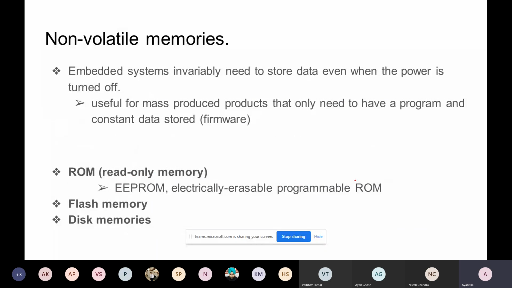We have some non-volatile options. Those are read-only memory, where we can retain our data even if the power is turned off. Examples of non-volatile memories are EEPROM and flash memories. Flash memory is also some sort of EEPROM, but with some added changes.